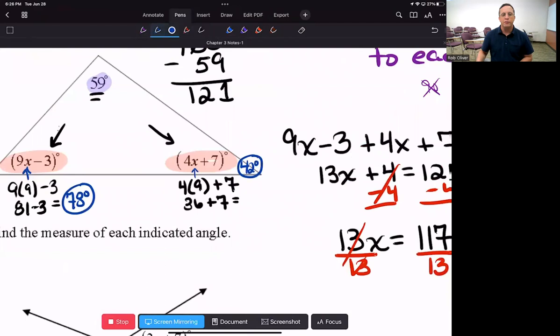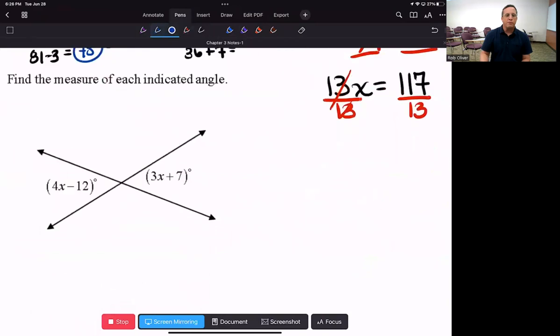And there's your 3 angles now. If you want to test that out, add them all up. 59 plus 78, right? Plus 42, all 3 of those angles should add up to 180 degrees. If they don't, something's up with your math.